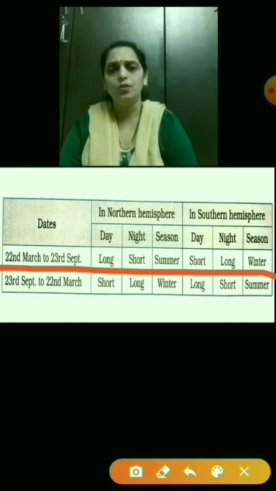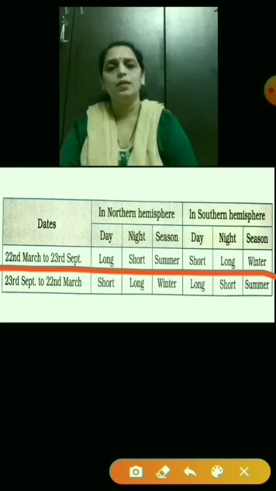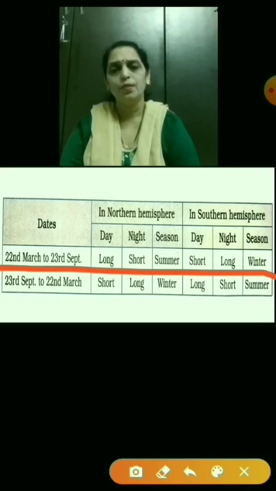22nd March to 23rd September in the Northern Hemisphere: days are long and nights are short, and the season is summer. And in the Southern Hemisphere, same date, same time, you can see the days are short, nights are long, and the season is winter. Did you understand?